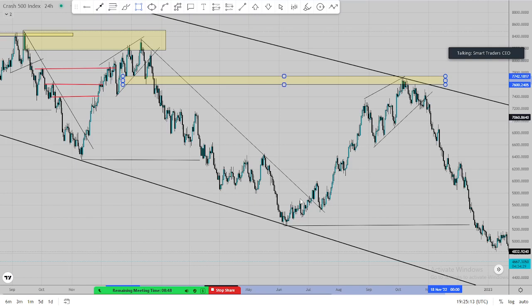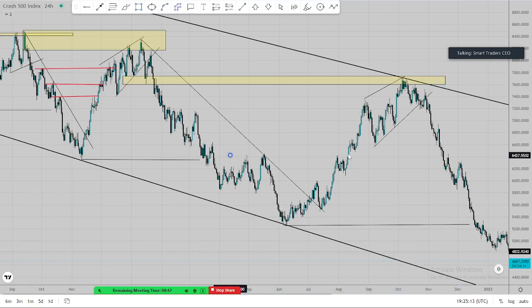Then for your targets, you do the same. You look to the left, look for the previous levels of resistance. TP1, next major resistance, TP2, TP3 here. That's the next major resistance that I'm seeing.